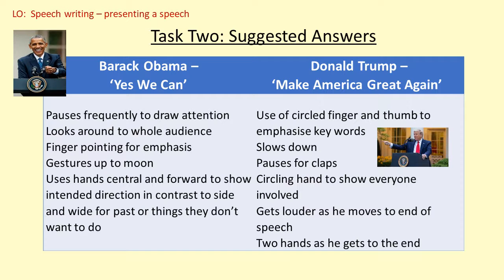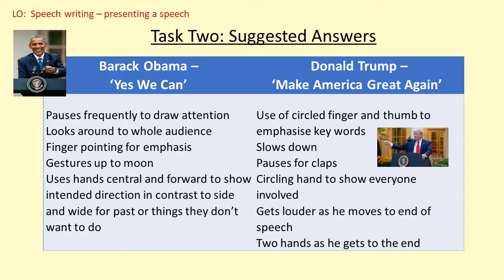Okay, so these are your suggested answers for task 2. If you didn't get any of them, please can you write them down. So in Barack Obama's Yes We Can, he pauses frequently to draw attention, looks around to the whole audience, finger points for emphasis, gestures up to the moon, uses hands central and forward to show intended direction, in contrast to side and wide, for pastoral things they don't want to do.